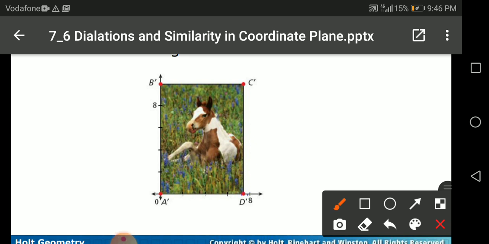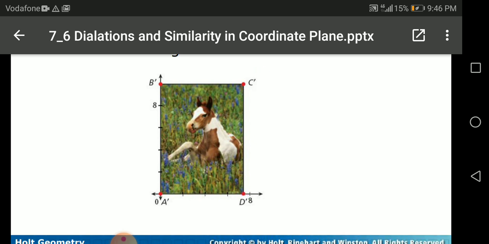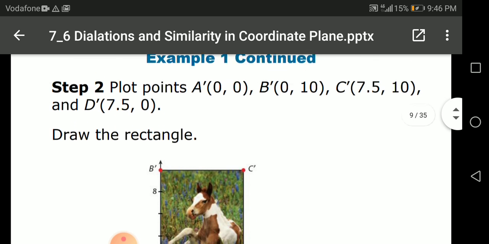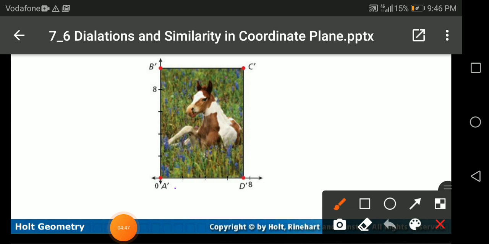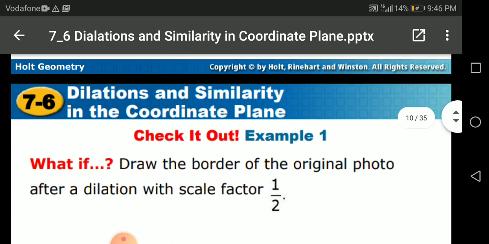Then D, we have 0 and 7.5, so we start with 7.5 here, in this point, and 0, I'm not going up on the y-axis. So we have here the x-axis, and here we have the y-axis.